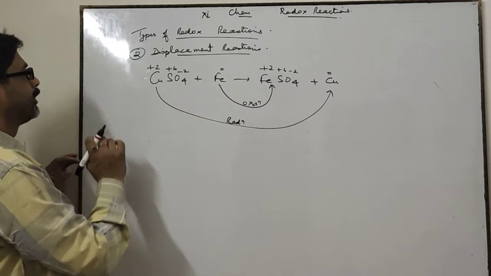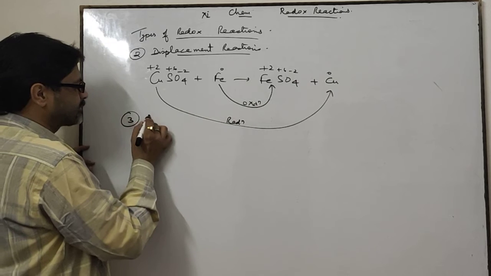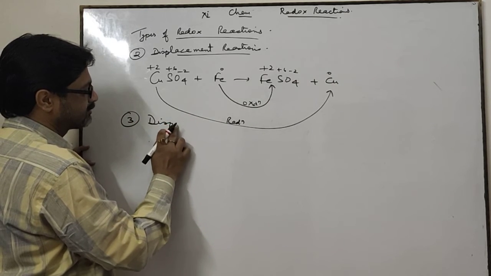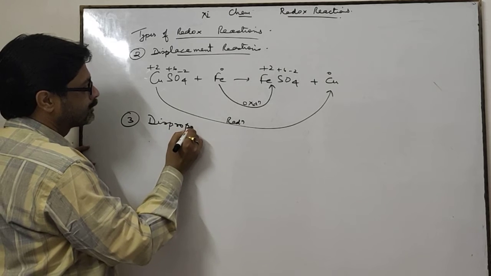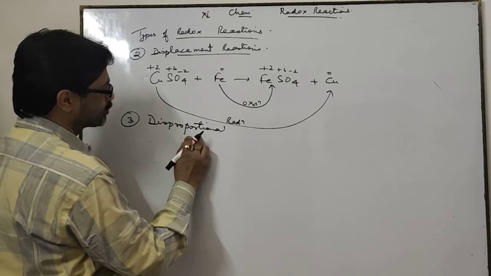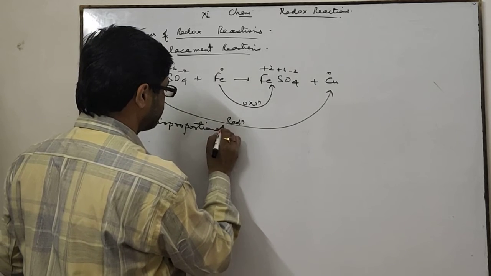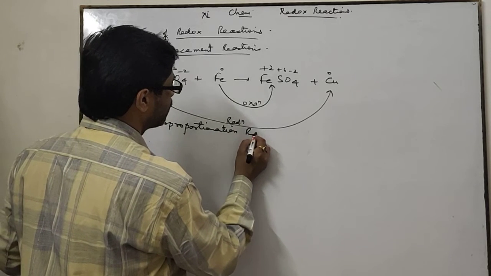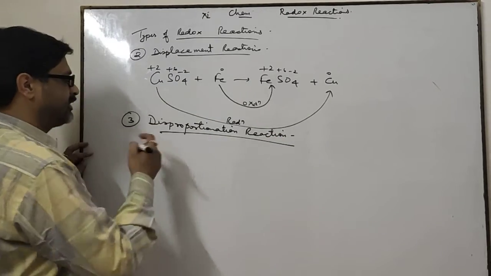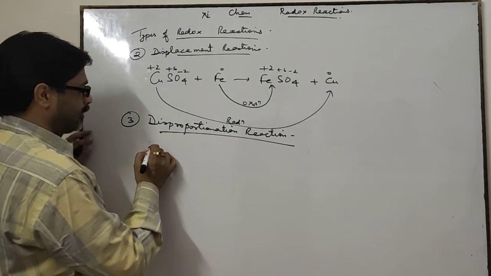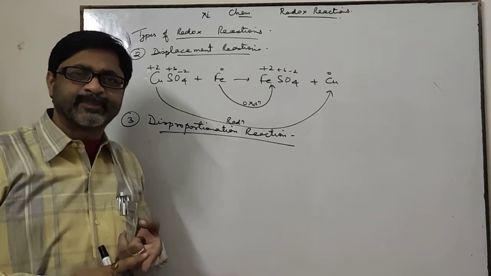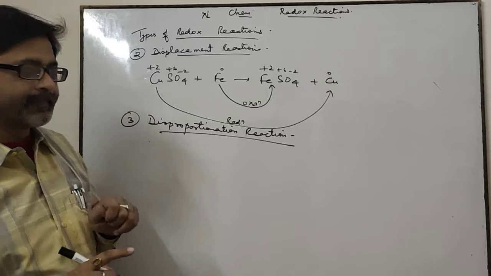Third one is disproportionation reaction. Disproportionation reaction. In these reactions, the oxidation and reduction both take place of the same element.